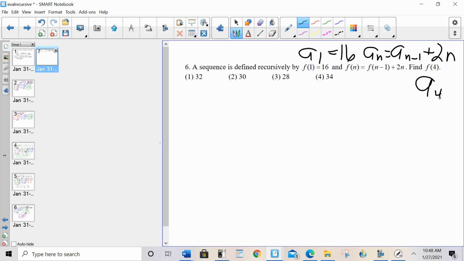Your classwork/homework is to finish evaluating recursive sequences. This is a very, very, very common Algebra 1 question. It's also asked at times on the Algebra 2.